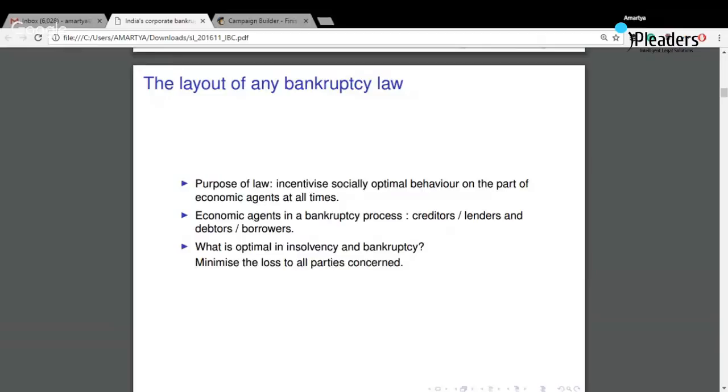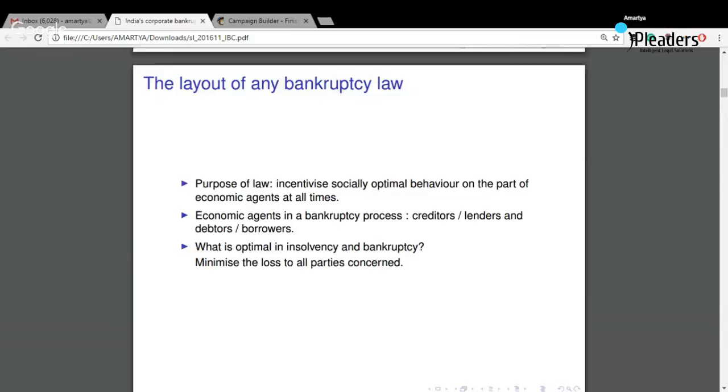Moving on to the next slide, elements of a sound insolvency system. So the layout of any bankruptcy law, what are the elements that any bankruptcy law should keep in mind? Now the idea is the purpose of any law is to give incentive such that all the agents who are involved as parties in that law should get the most optimal outcome out of that law. Now, which are the economic agents in a bankruptcy process? These are the debtors or the borrower on one hand, and the creditors or the lender on the other hand. So the idea of a good bankruptcy law is the law should be designed such that the socially optimal behavior on the part of the creditors and the debtors is incentivized by the law.